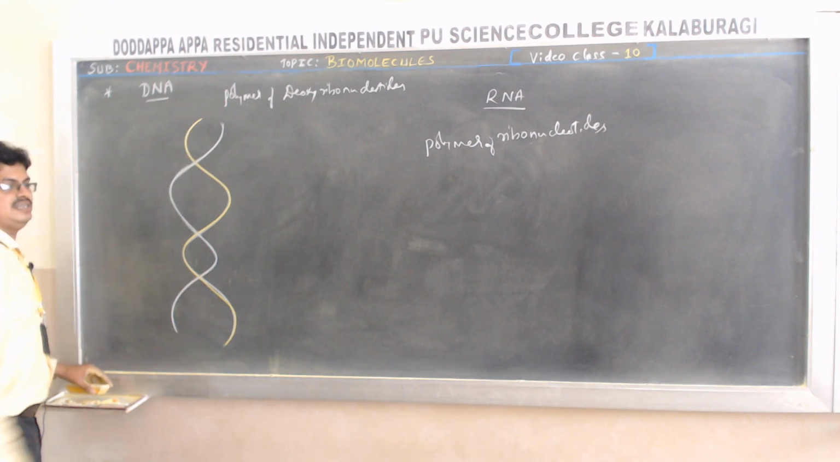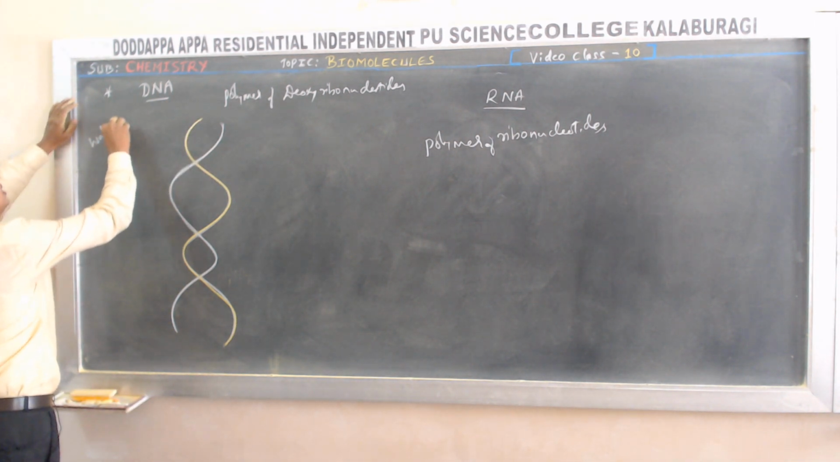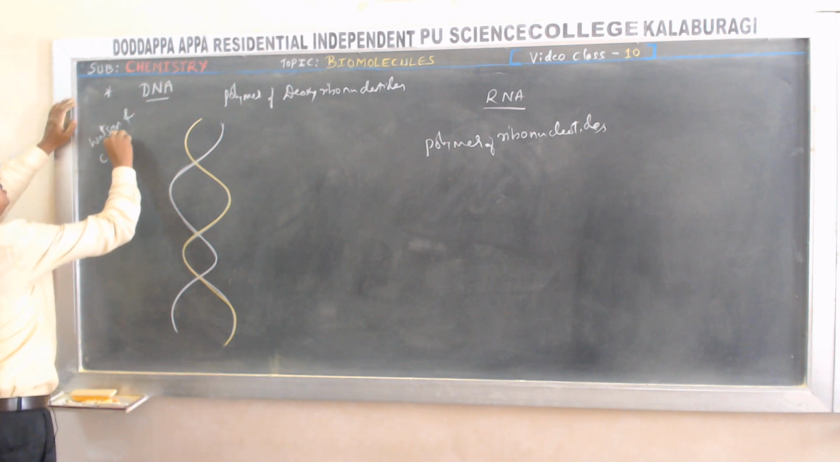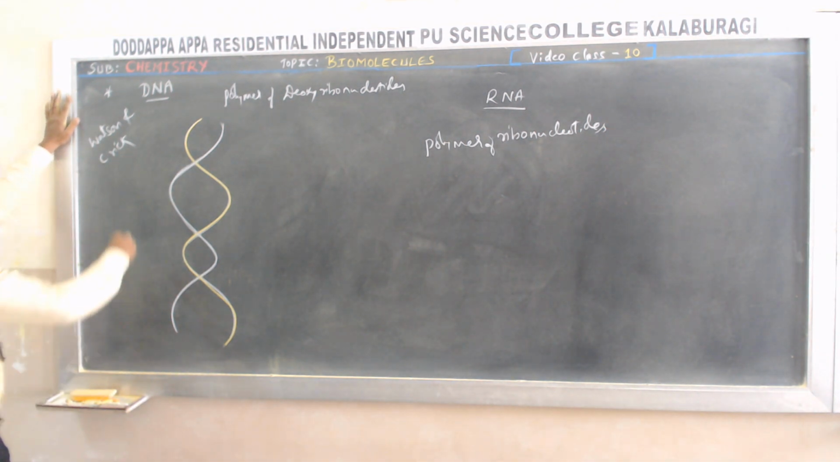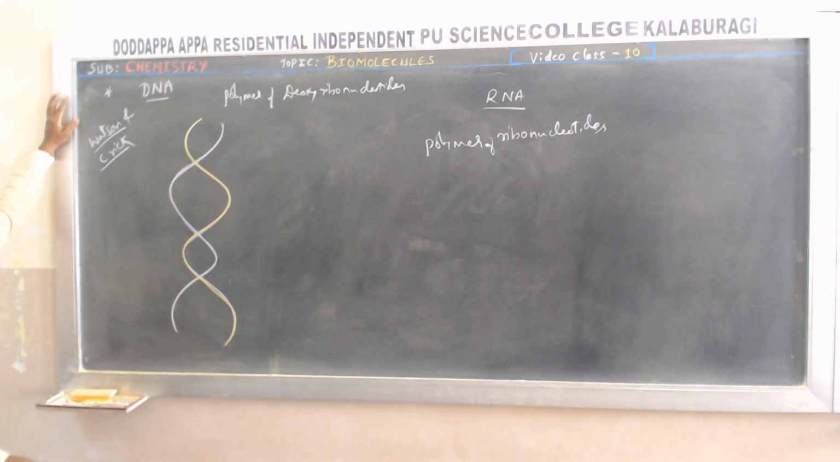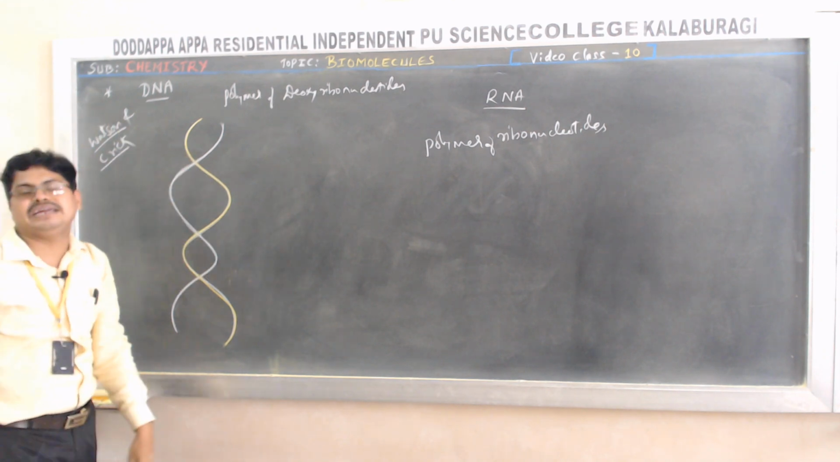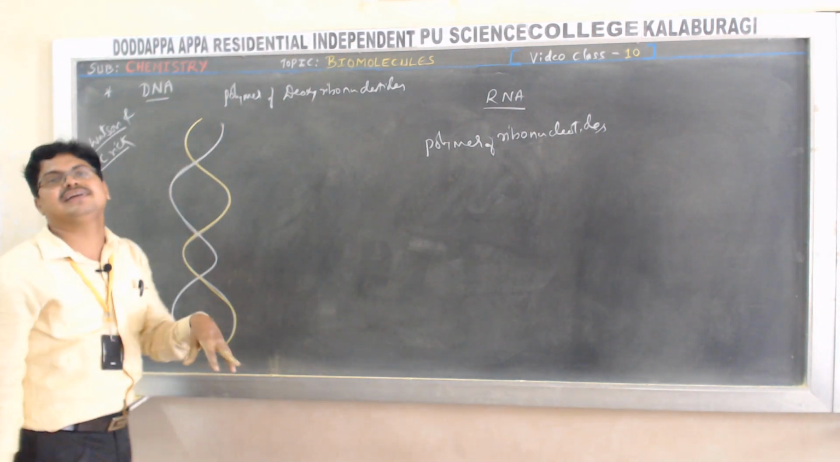This structure was proposed by Watson and Crick. That's why it is famous as the Watson and Crick model of DNA. The Watson and Crick model of DNA consists of a double stranded, double helical structure. It is compared with a twisted ladder.